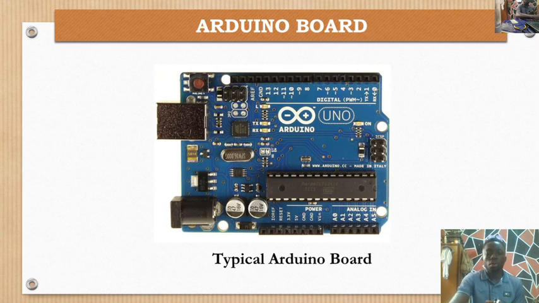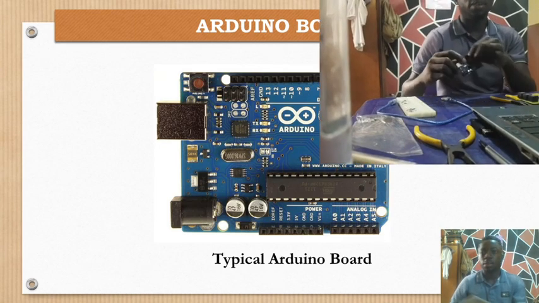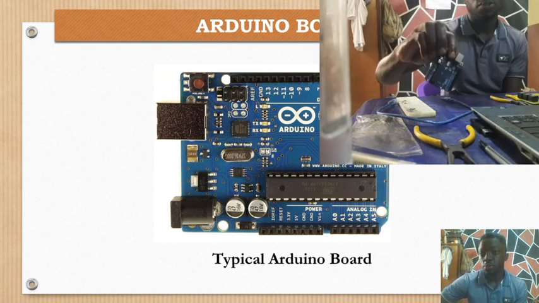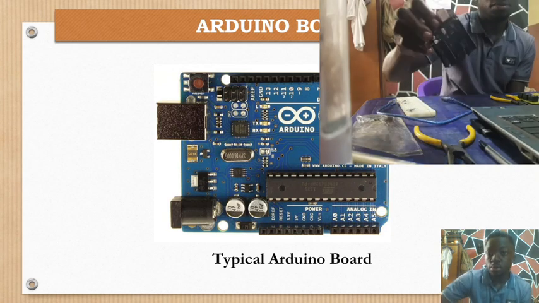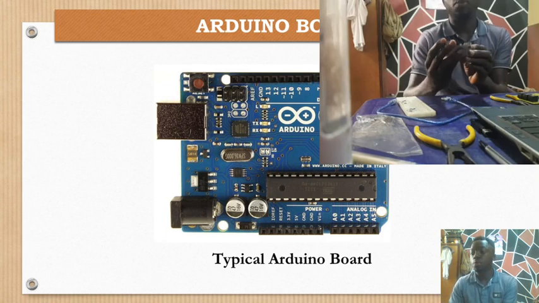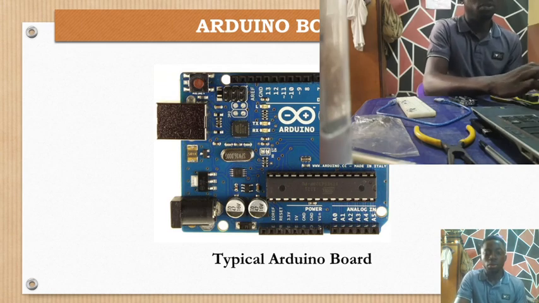The Arduino board. So let me show you. I wanted to see clearly the physical Arduino board. As you can see, this is an Arduino board. This is exactly the one that you're seeing on the screen. So this is an Arduino Uno, a typical Arduino board. Let's move on to the next slide.